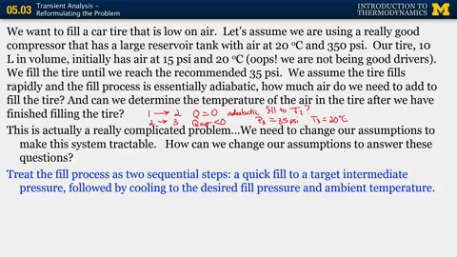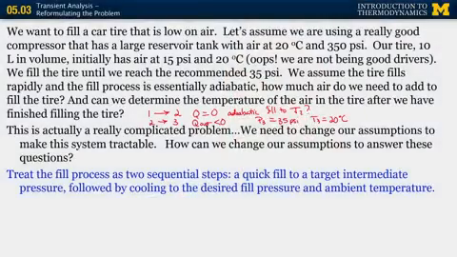Now, I'm giving you numbers, but we're not going to crank through the numbers in this example. I want you to do this entirely in variable form. We've gone through the exercise of how to calculate densities and all sorts of good stuff like that for air before, so we don't need to do that again. What we really want to do is make sure we understand the governing equations for this system.